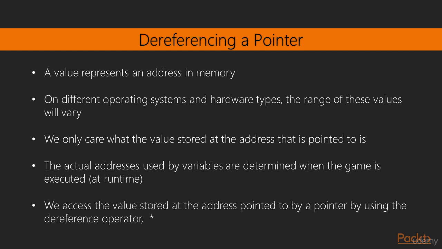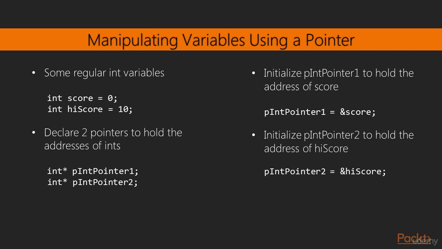The actual addresses used by variables are determined when the game is executed at runtime, and therefore there is no way of knowing the address of a variable, and hence the value stored in a pointer, while we are coding the game. We access the value stored at the address pointed to by a pointer by using the dereference operator. This code manipulates some variables directly and by using a pointer. Try and follow along and then we will go through it. Warning: the code that follows is pointless. It just demonstrates using pointers.